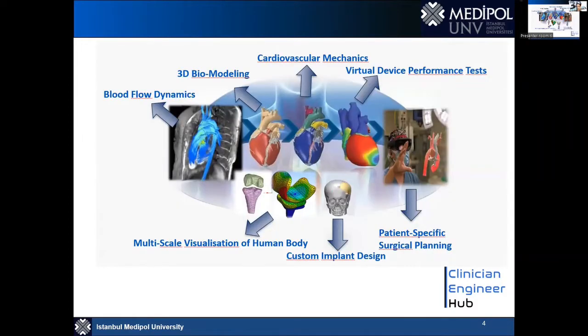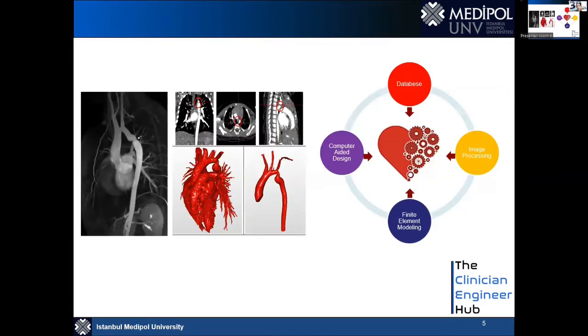So this is my lab. We are focusing on virtual 3D objects and virtual simulations like virtual device performance tests, blood flow dynamics, custom implant designs, surgical designs, and of course, patient-specific surgical planning. I will talk about one of my studies here, and I will come up with my suggestions related to 3D printing and creating a common language between clinicians and engineers. This is the main problem when we are trying to solve a problem in the healthcare system.